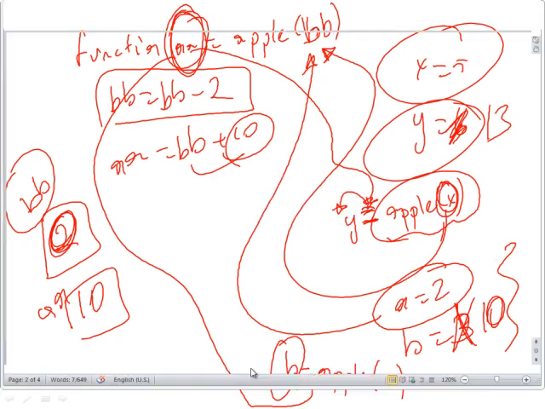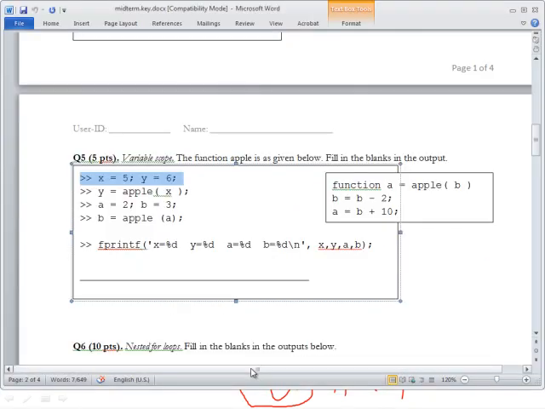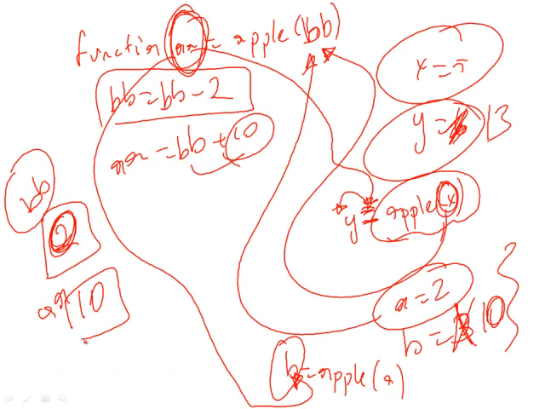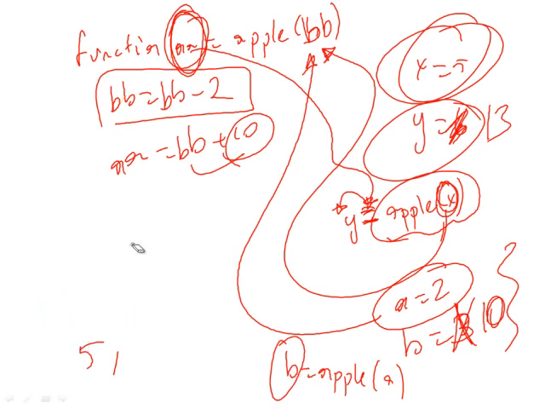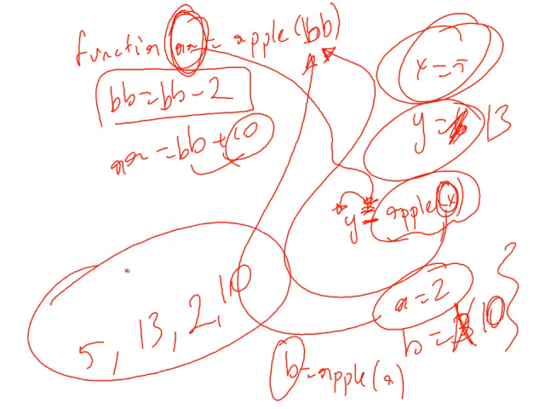And then when we print them, starting from x, y, and then a and b, we would print x equals 5. Let me make up some room here. X equals 5, y equals 13, a equals 2, b equals 10. Okay, so these are going to be the values printed. Any questions?